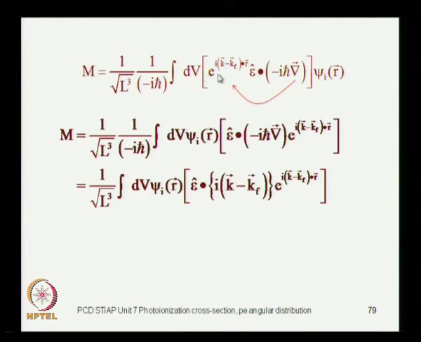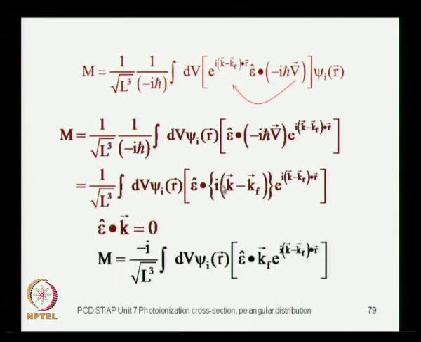This is the k minus k_f term which comes in when you operate it on the left, and you have to multiply it by this psi_i, which is written over here. So, this is the matrix element, and now epsilon dot k minus epsilon dot k_f is what you need, out of which epsilon dot k is 0.